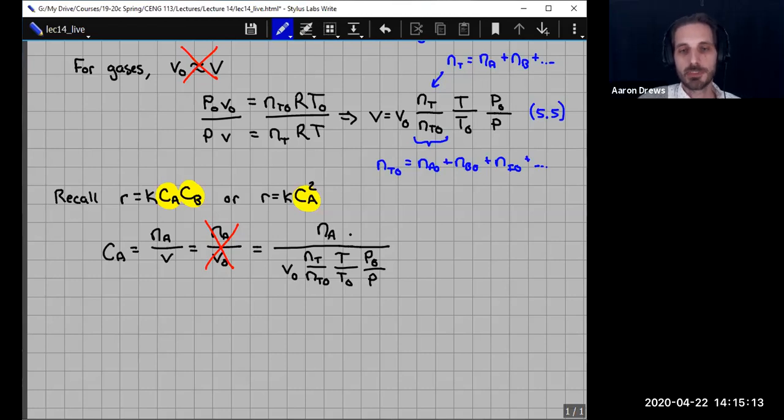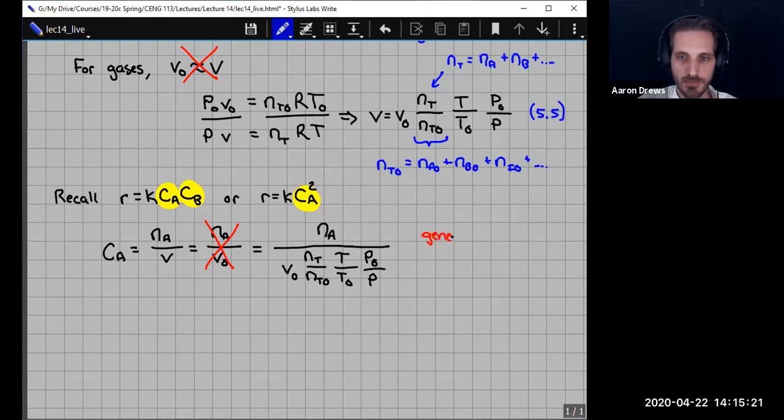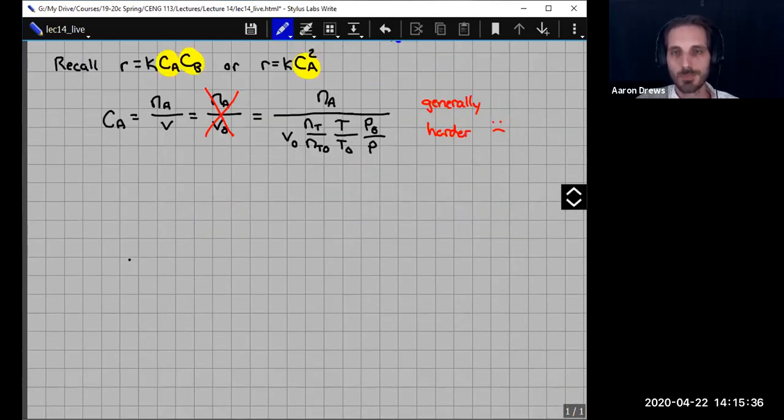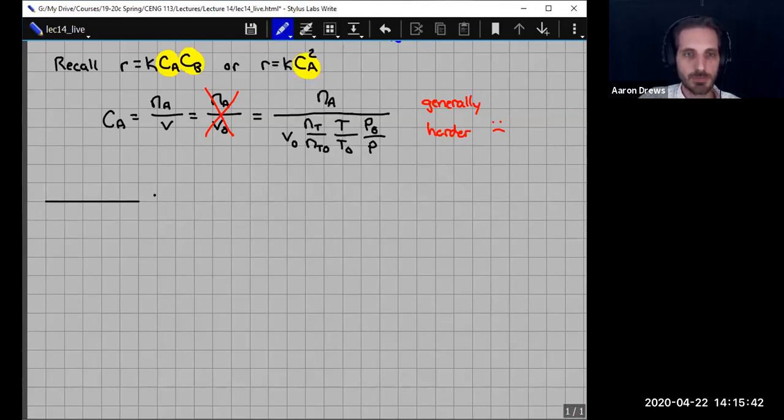Right, and that's the big difference between the liquids and the gases, is that the expression for concentration generally gets harder. So for gases, this is generally harder. But it's not the end of the world. We can manage it. It just means that we have to track more terms throughout our examples, but we can handle it. And we're going to see another way to handle it later this afternoon in the second half of today's lecture. So let's take a look at an example, and we'll point out where the big difference shows up for this gas phase reactor versus a liquid phase reactor.